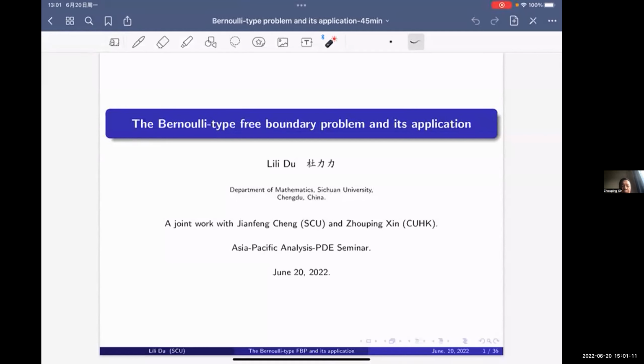Lili is an expert on partial differential equations, in particular on elliptic differential equations and also equations from fluid dynamics. He has done many interesting works on free boundary value problems. So today he's going to give a talk on the Bernoulli-type free boundary problem and its applications. So without further delay, I will ask Lili to deliver his talk.